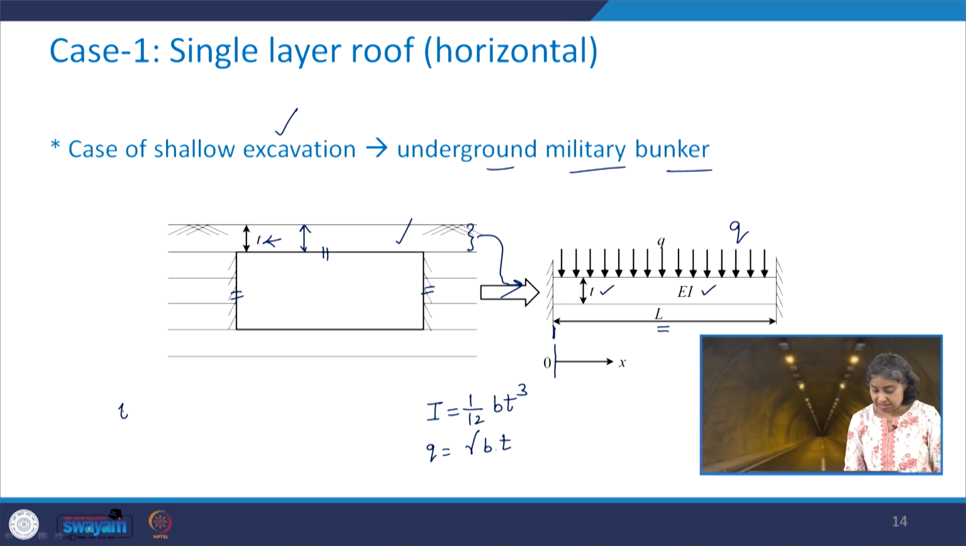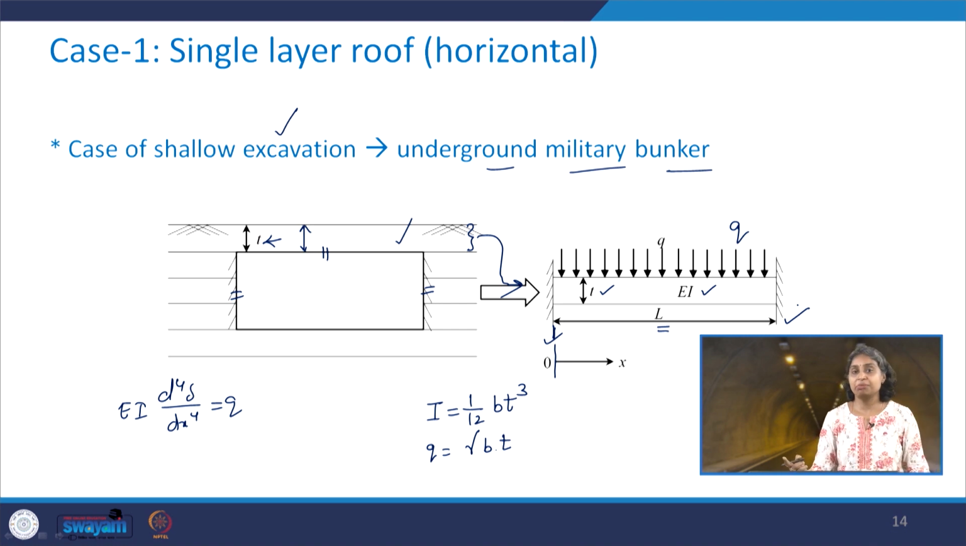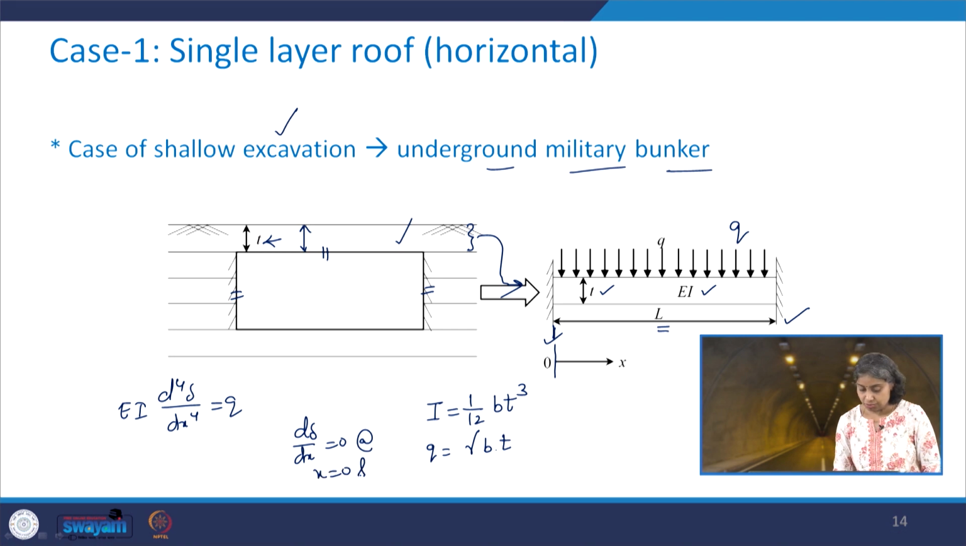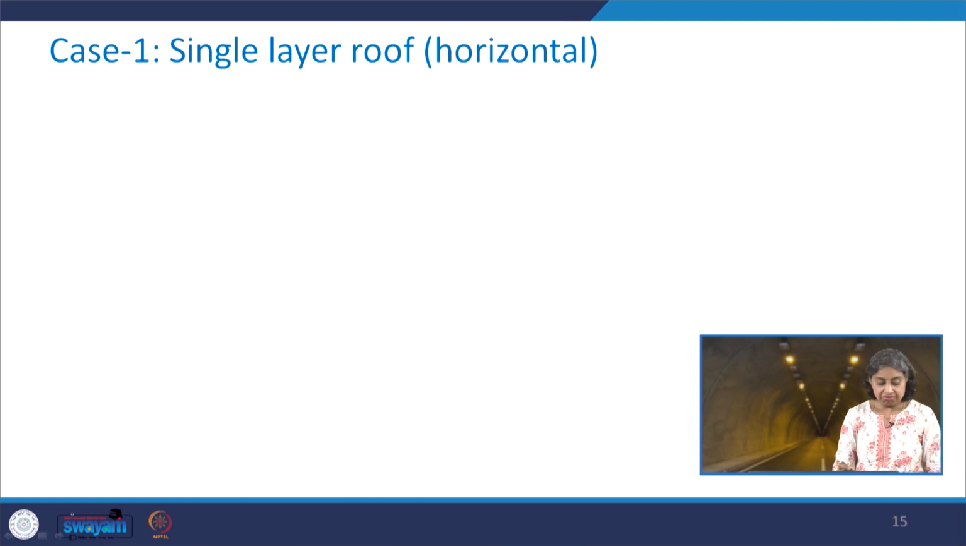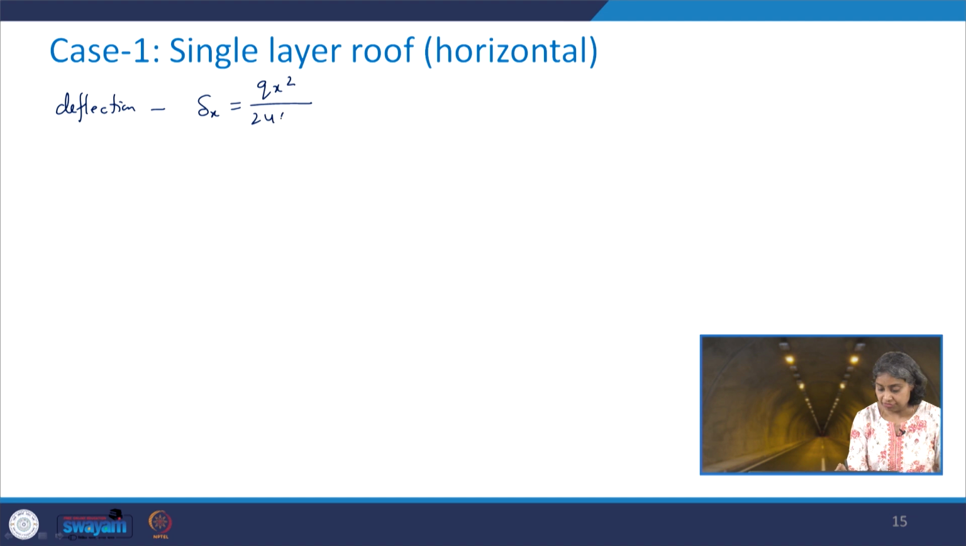So, we have the beam equation EI d4 delta by dx4 equal to Q, and then you can apply the appropriate boundary conditions, such as delta is equal to 0 at x equal to 0 and at x equal to L, and the slope of the deflected shape of the beam will also be equal to 0, that is d delta by dx will be equal to 0 at x equal to 0 and at x equal to L. Using these boundary conditions, if you solve this equation, what we get is the deflection delta x equal to q x square upon 24 EI into (L minus x) whole square.